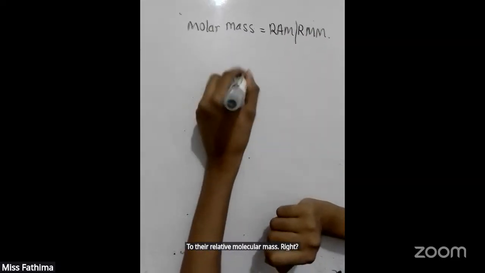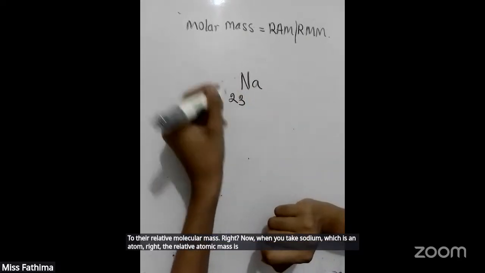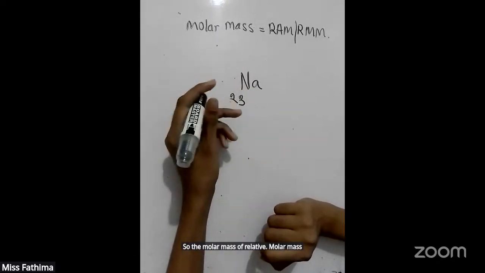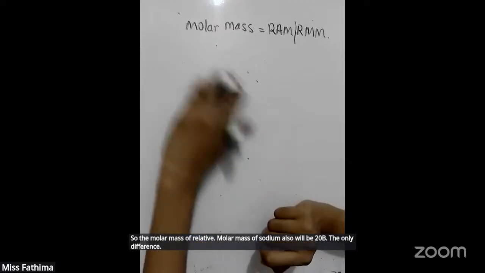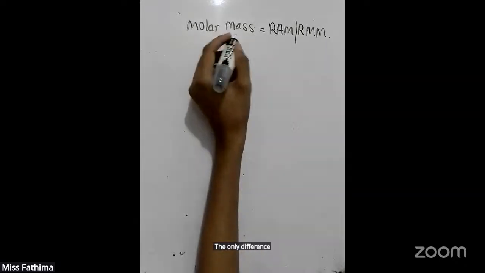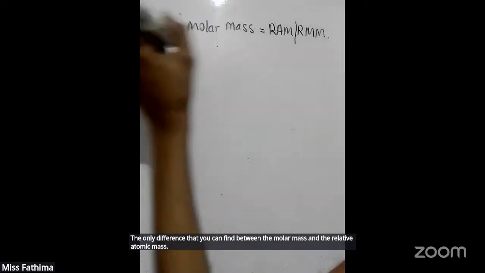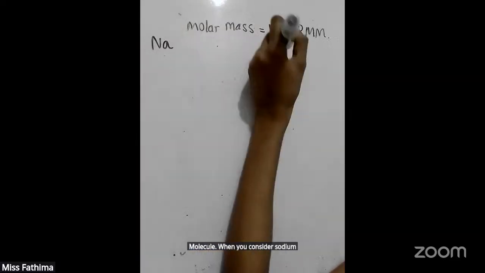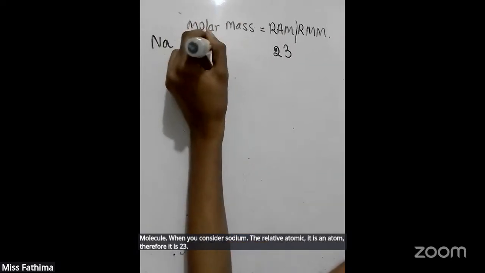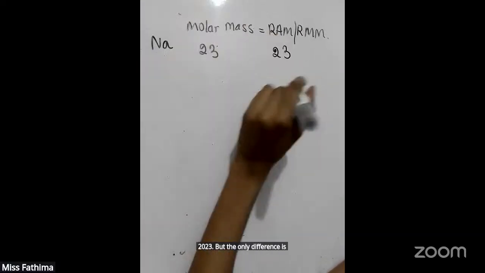Now, when you take sodium, which is an atom, the relative atomic mass is 23. Therefore, the molar mass of sodium also will be 23. The only difference that you can find between the molar mass and the relative atomic mass or the relative molecular mass is the unit. Here it is also going to be 23, but the only difference is molar mass has a unit.